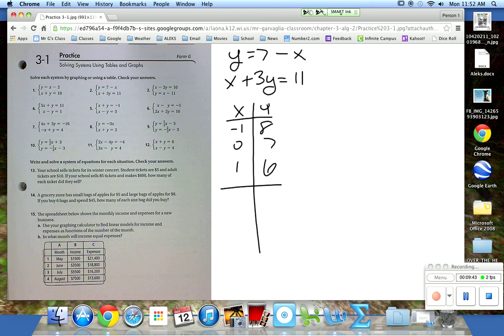This is a 6 here. I'm writing with my finger. I almost ran out of ink. All right. -1, 0, 1. Let's do the second one here. If I put -1 in for x, what's my y going to be?